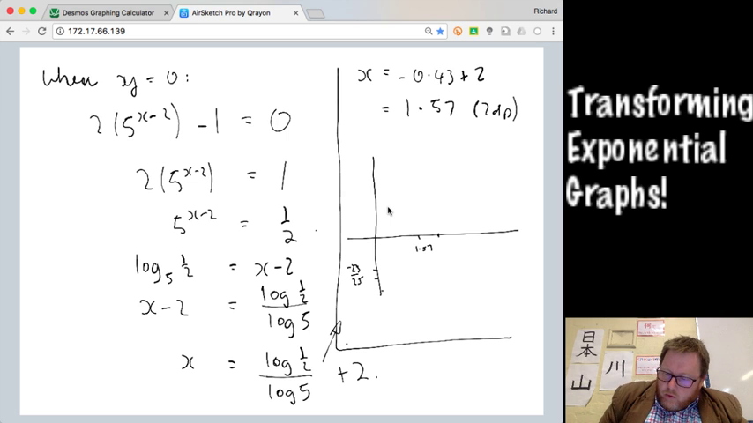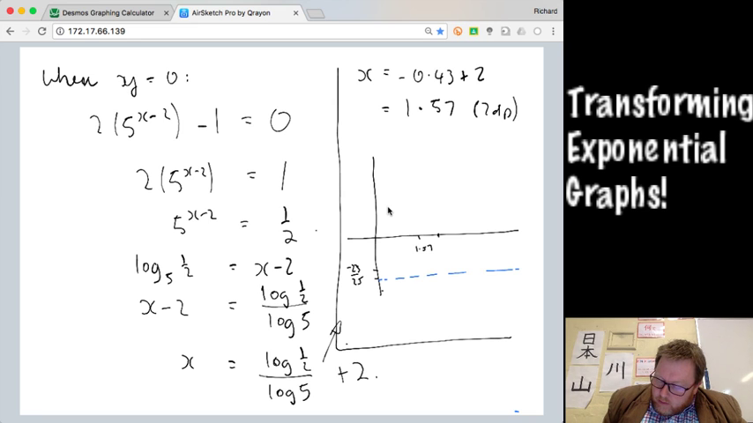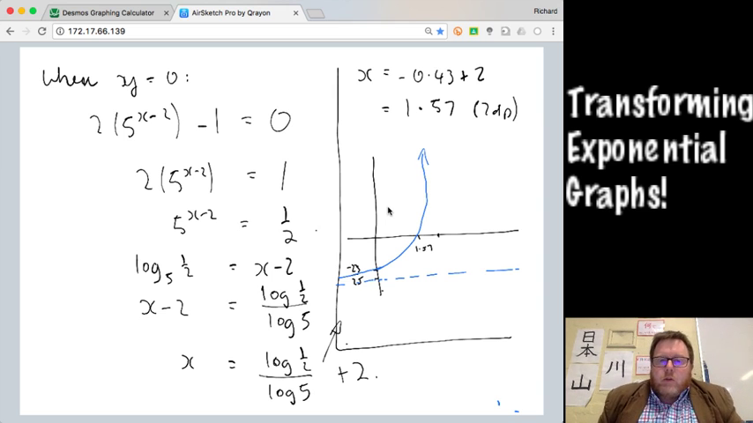And I can draw my line through here, with minus 1 being my horizontal asymptote, and my line sort of going like, see how close I can go, like so. Bit squishy there, but you can sort of see where I'm headed there, and that's the graph done.